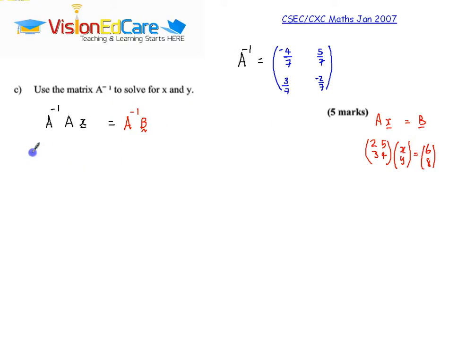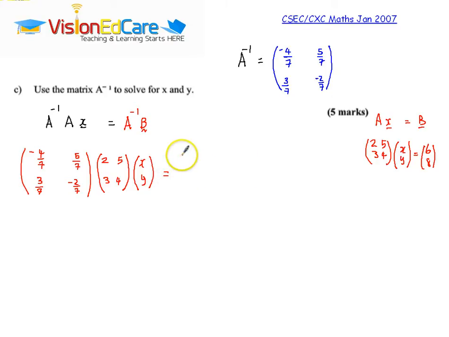A inverse is minus 4 over 7, 5 over 7, 3 over 7, minus 2 over 7, times A, which is 2, 5, 3, 4, times x y. So that's the left hand side.